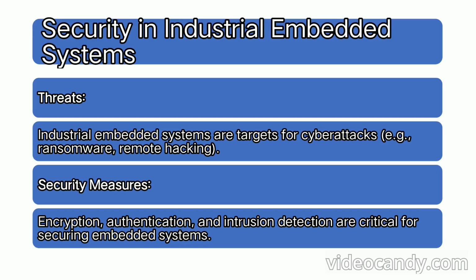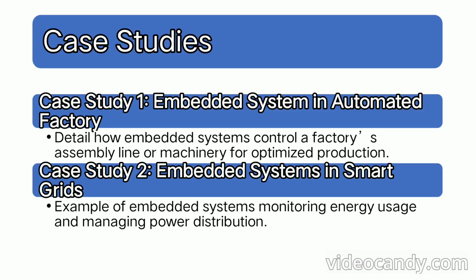Security in industrial embedded systems. Threats: industrial equipment is a target for cyber attacks. Before an attack, we take some security measures like encryption, authentication, and intrusion detection, which are critical for securing embedded systems. One by one, we can see the case studies.